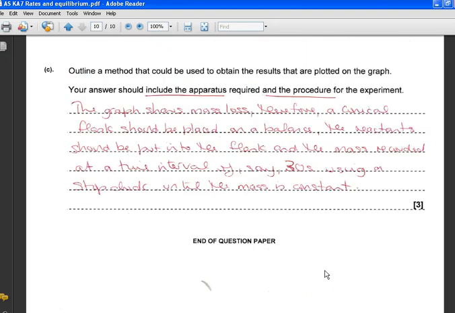Okay, that's it. Not too bad. I think in general this paper wasn't done too badly.